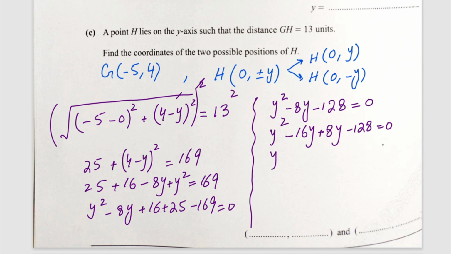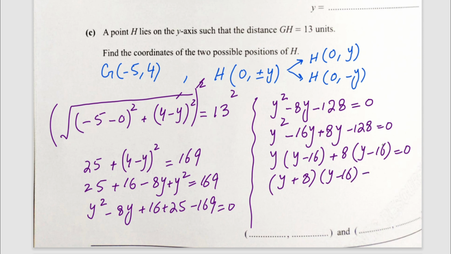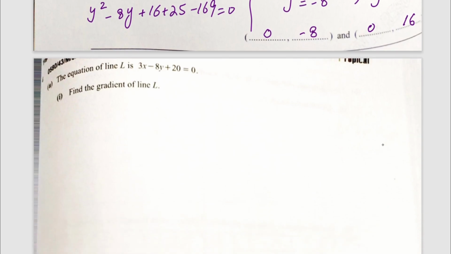Now we will take y common, this is y minus 16, and then we take 8 common. Again, this will be y minus 16 equals 0. So y plus 8 into y minus 16 equals 0. So there are two answers of y: minus 8 and y equal to plus 16. So the possible positions of H will be, because the x coordinate is always 0 as H lies on the y-axis, one y coordinate is minus 8 and the other y coordinate is 16. Now we will move towards the next question.